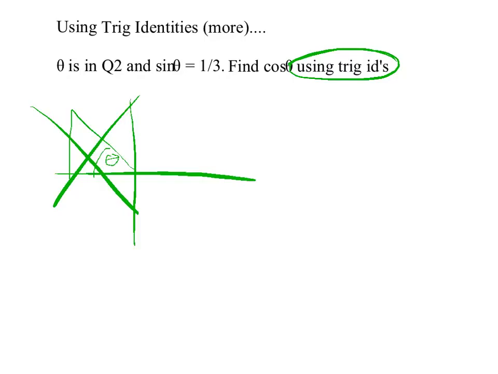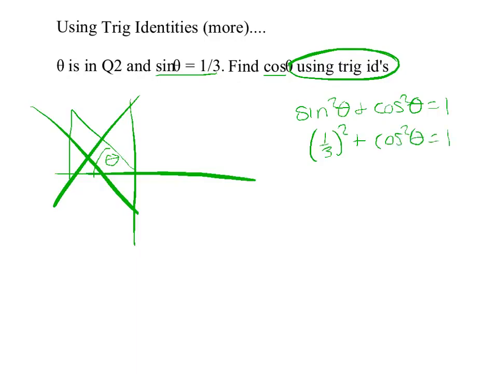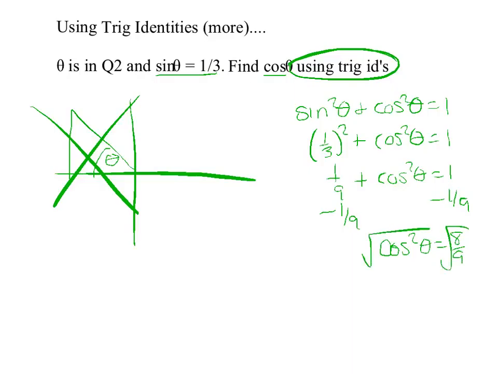What we're going to do is use our trig identity. We know sine, and we're trying to find cosine. So the identity we're going to use is sine squared plus cosine squared equals 1. If sine is 1/3, we plug in 1/3 and square it, plus cosine squared equals 1. When we square that, we get 1/9. I'm going to subtract 1/9 from both sides. So then cosine squared equals 8/9, and we take the square root of both sides. So we get cosine theta equals the square root of 8, and 8 is 4 times 2, so we get 2 square root of 2, over the square root of 9, which is 3.